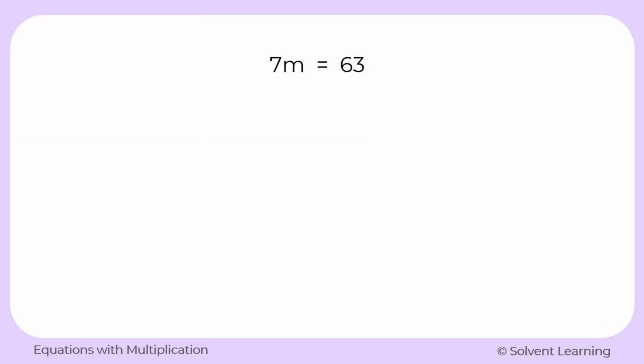In this example, we have 7m equals 63. And you'll see that 7 is the coefficient of m, so they're being multiplied together. So we'll need to keep that in mind when we go through the steps of isolating the variable m and figuring out how to undo that 7. But first, let's make sure that we set up our equation so that we're ready to get to work. Okay, I'm going to draw a line down through the equal sign so that I can clearly see the left and right side of the equation.